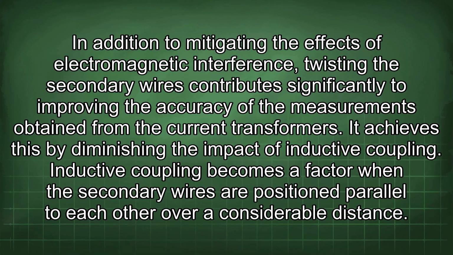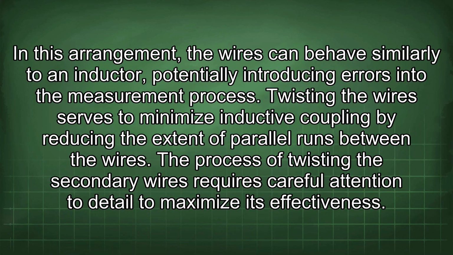Inductive coupling becomes a factor when the secondary wires are positioned parallel to each other over a considerable distance. In this arrangement, the wires can behave similarly to an inductor, potentially introducing errors into the measurement process. Twisting the wires serves to minimize inductive coupling by reducing the extent of parallel runs between the wires.